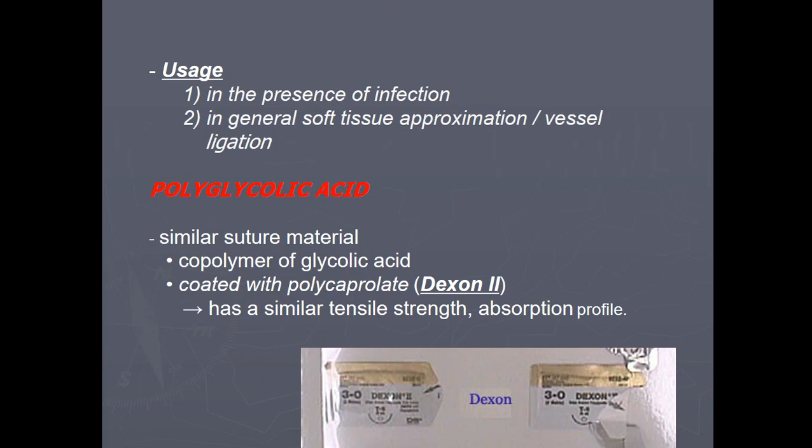Polyglycolic acid is a similar suture material. It is a copolymer of glycolic acid coated with polycaprolate, and has a similar tensile strength and absorption profile.